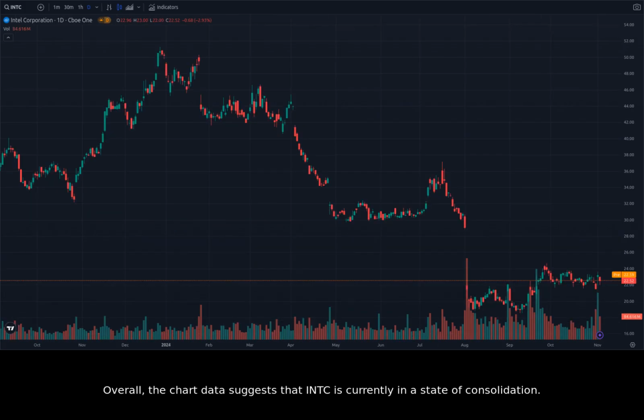Overall, the chart data suggests that Intel is currently in a state of consolidation. The long-term trend is still bearish, but there is some short-term bullish momentum. The $22.50 level is a key support level to watch. If the price breaks below this level, it could indicate a continuation of the bearish trend. However, if the price can hold above this level, it could signal a short-term reversal.